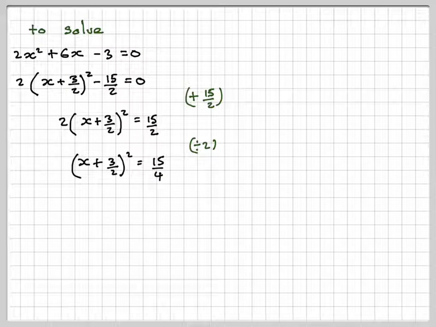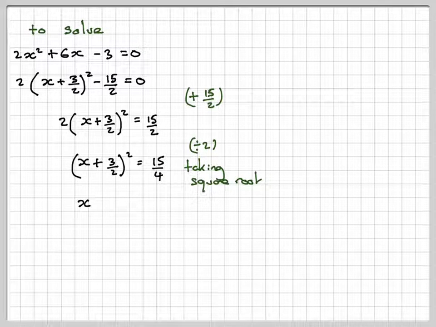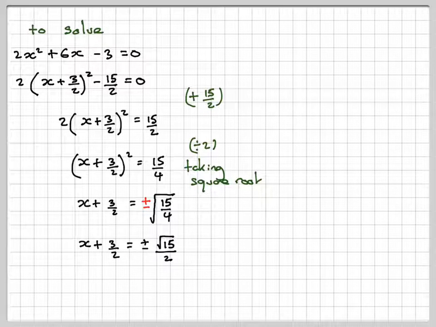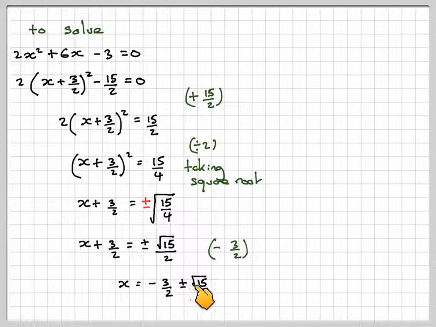The opposite of squaring is to take the square root. So on this side we get x plus 3 over 2, on this side we get plus or minus the square root of 15 over 4. Now the square root of 15 we can't really take, but we can take the square root of 4, which is 2. And the final step here would be to subtract 3 over 2 from both sides. So x is equal to minus 3 over 2 plus or minus root 15 over 2. This is called the exact answer for that question. Notice that's the line of symmetry, and that's how far each one is away from the line of symmetry.